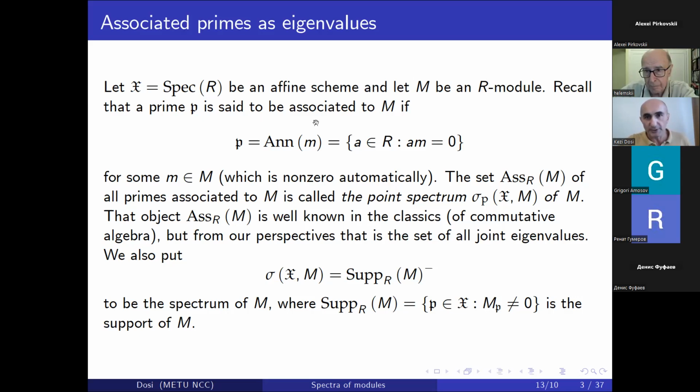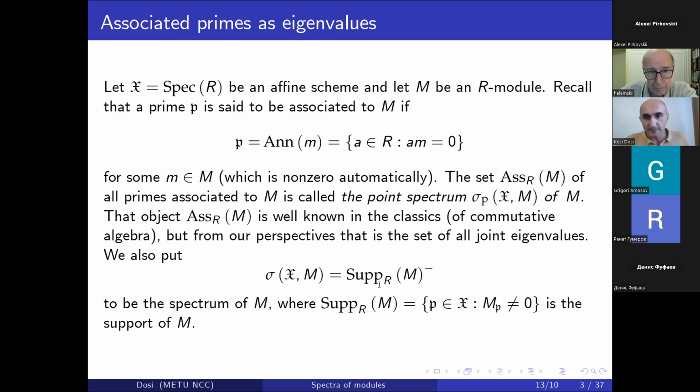A prime P is said to be associated to M if it can be written as the annihilator of some element little m of the module M. Since P is proper, this m is automatically non-zero. That means annihilator, or zero divisors. The set of all primes associated to M I call the point spectrum of the module over a scheme. Why point spectrum, you will see later. This object is a well-known object of commutative algebra. You can see independent chapters in commutative algebra books about associated primes.